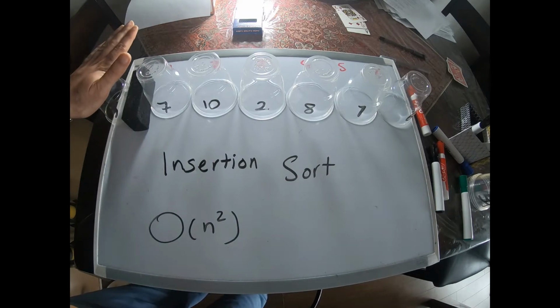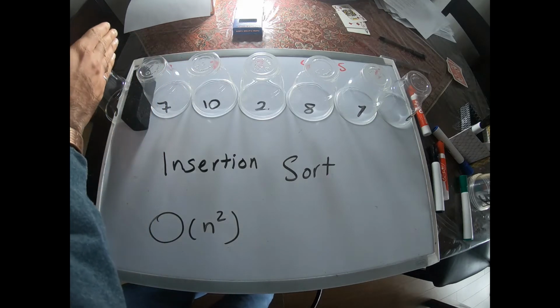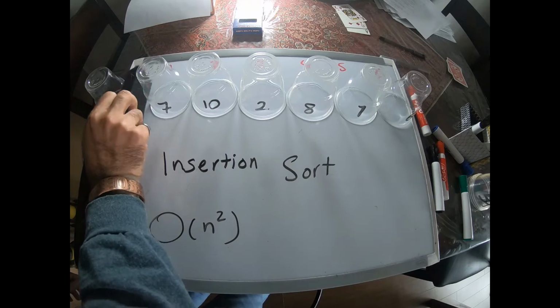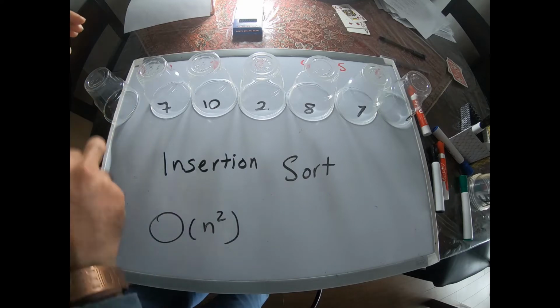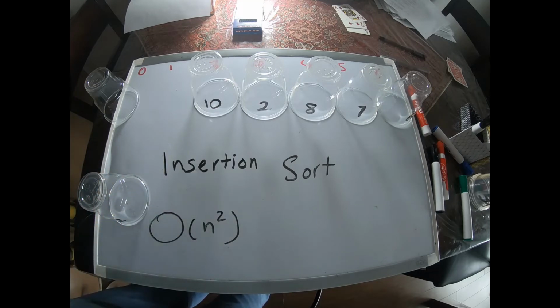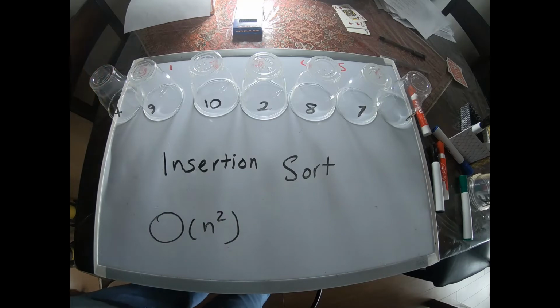We assume that this part of the array is sorted, and we want to make this part bigger and bigger. This is unsorted, this is sorted. So if I want to add 7 here, what should I do? Let's assume that I'll take this one out, and this one needs to go before this. So I'm going to shift this one here, and I'm going to put 7 here.